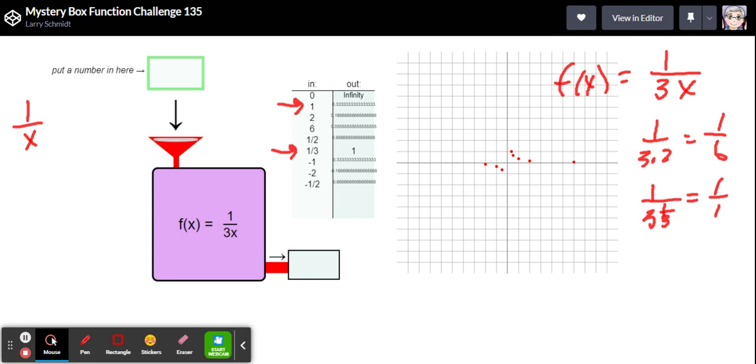Yeah, there it is. So 1 over 3x, and we can graph that. Get those long arms approaching the x-axis and approaching the y-axis, and they're very close to the origin because of that multiplier on the x in the denominator of the fraction.